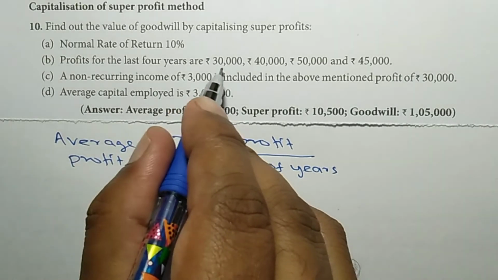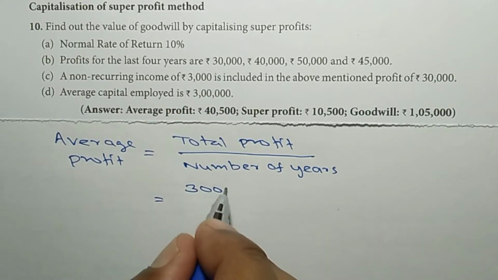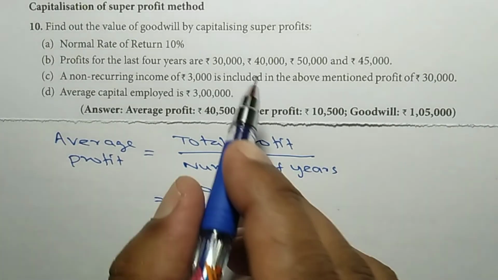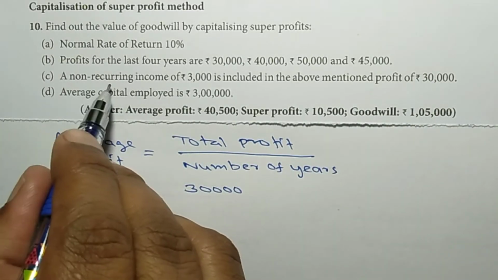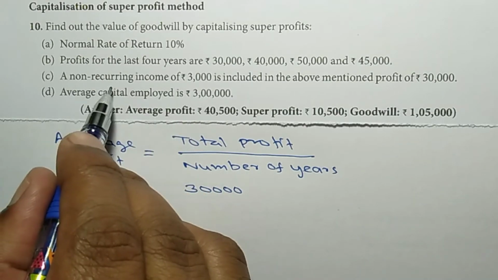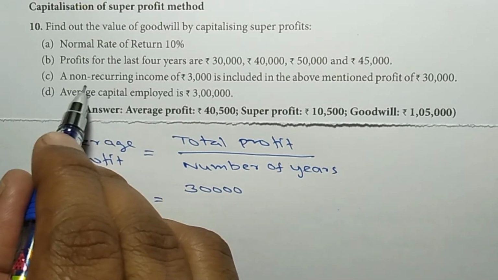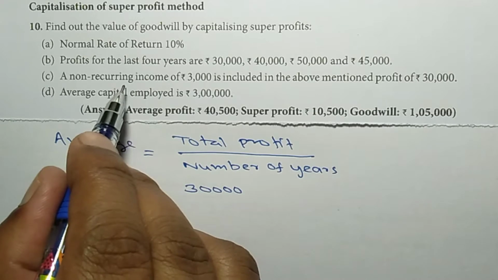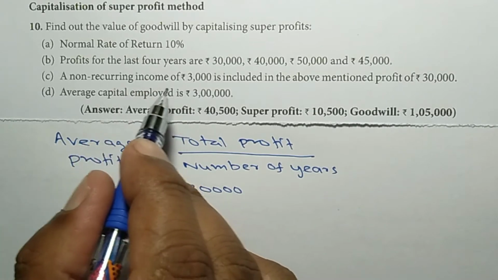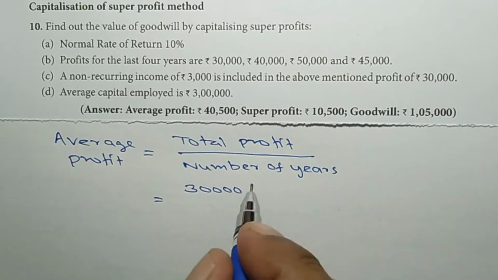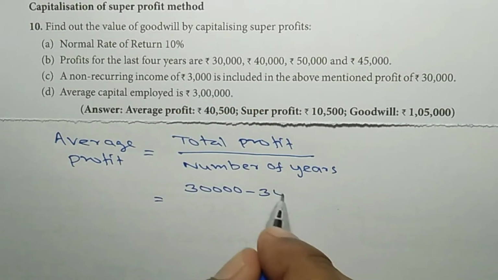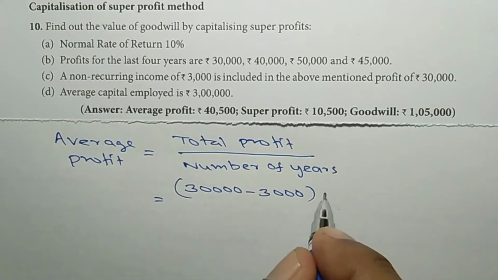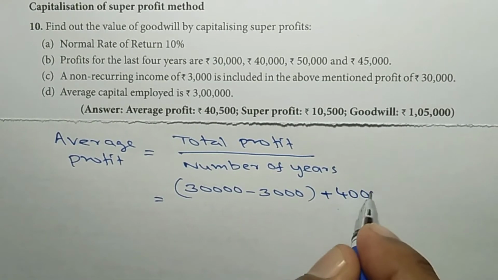So how much is profit? First year profit is 30,000. You should note that in this 30,000 a non-recurring income is added. Non-recurring means it does not happen again and again. That is not considered income of the firm, so that should be subtracted. Only the firm's direct income is taken for goodwill calculation. So 30,000 minus 3,000.